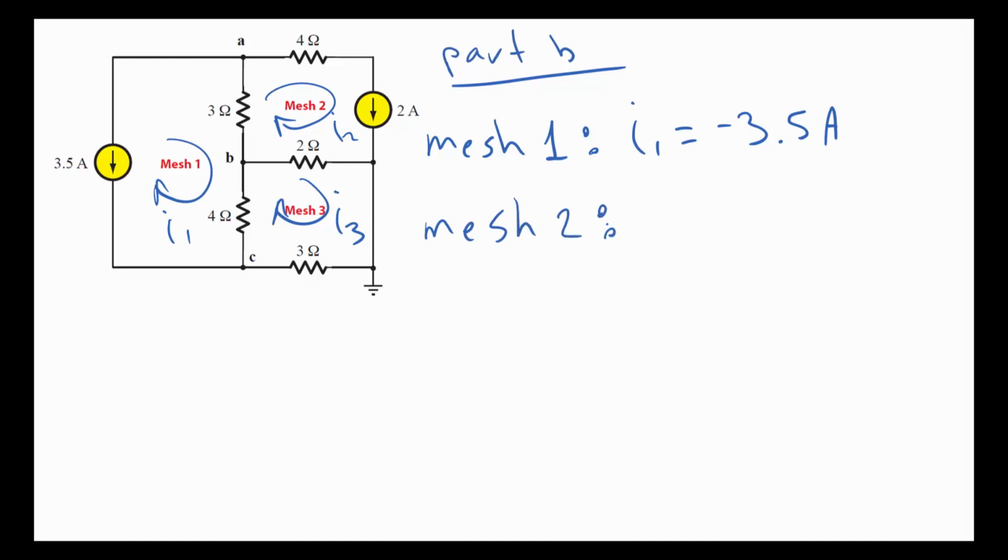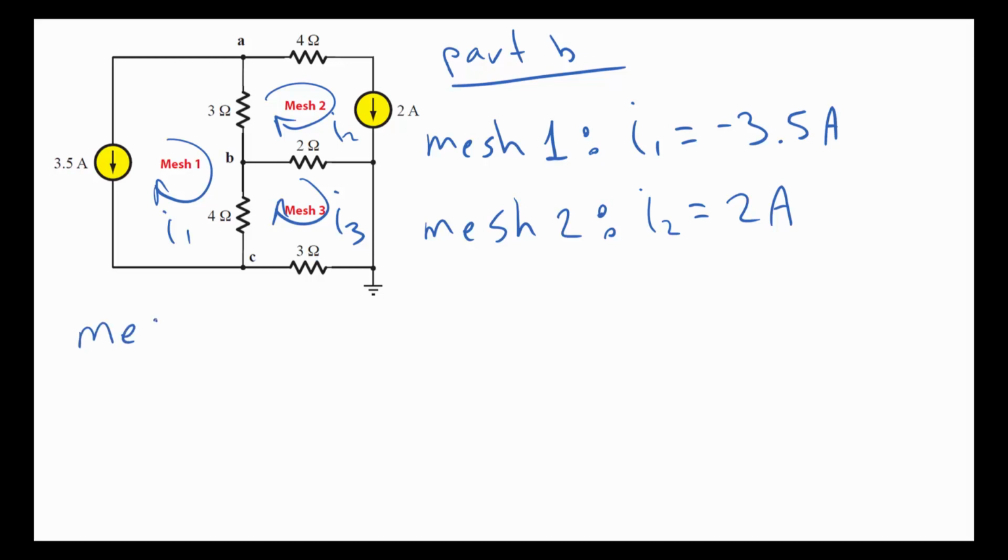Okay, let's do mesh 2. Well, we see a similar situation for mesh 2. The 2 amp current source is in a branch that's only shared by the I2 mesh current, and they're both in the same direction, so we can write I2 directly as 2 amps. So now let's consider the I3 mesh current. This one is more complicated, and it has branches that are shared with other meshes, and there's no current source to give it a specific value in its own branch. So we have to do the equation for it.